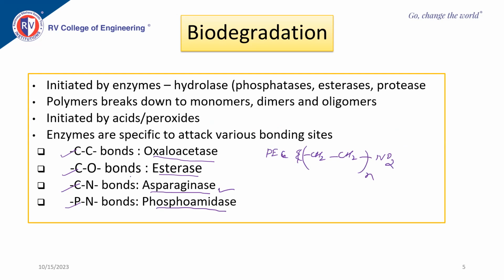Because when you consider a polymer with multifunctional groups, then you have to add more enzymes, and there may be mutual interference between the enzymes attacking the particular bonds. As a result, the expected kinetics tends to get inhibited or gets slower.